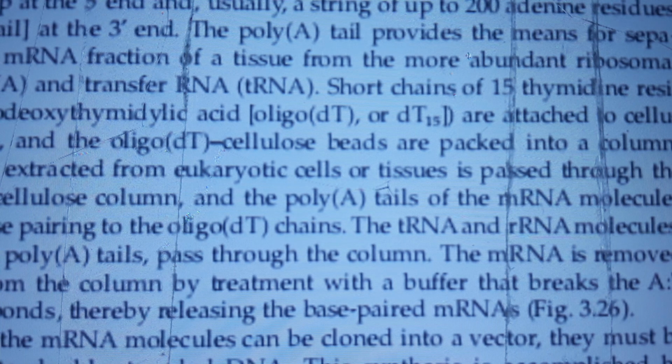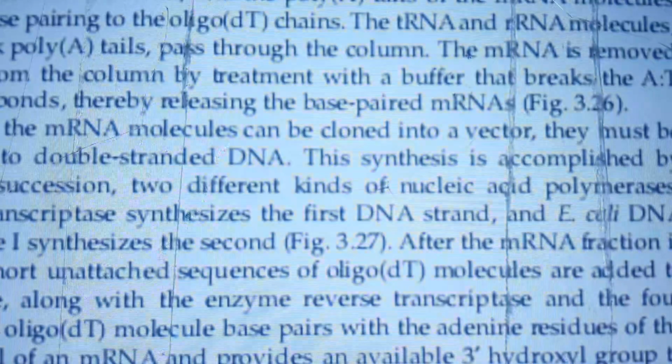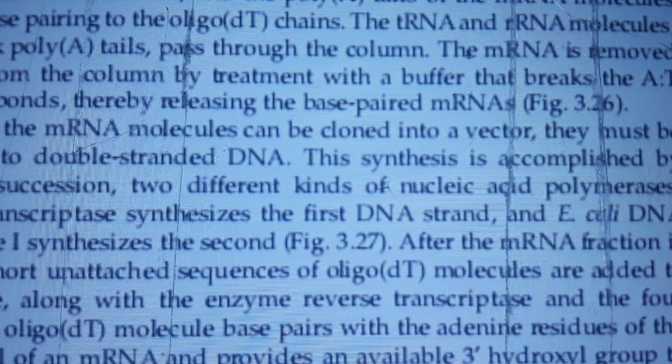Total RNA extracted from eukaryotic cells or tissues is passed through the oligo-dT cellulose column, and the poly A tails of the mRNA molecules bind by base pairing to the oligo-dT chains. The tRNA and rRNA molecules, which lack poly A tails, pass through the column. The mRNA is eluted from the column by treatment with a buffer that breaks the AT hydrogen bonds, thereby releasing the base-paired mRNAs.